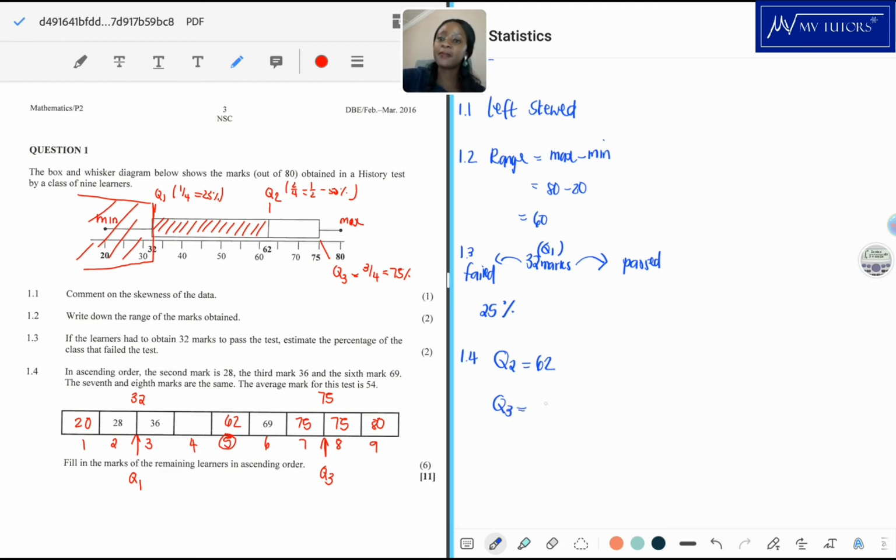Okay, Q3 is 75. And then we have our minimum and our maximum. That's already put there. So min is 20, max is 80. Okay, and that's the 9th, that's the 1st, that would be the 7th and 8th.